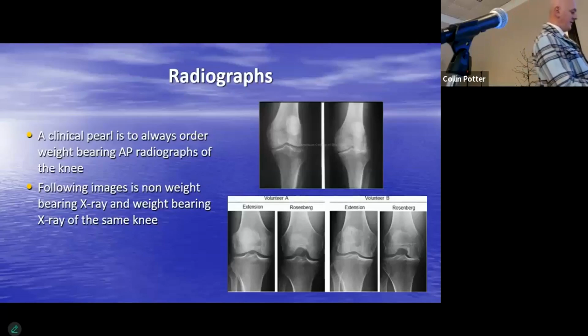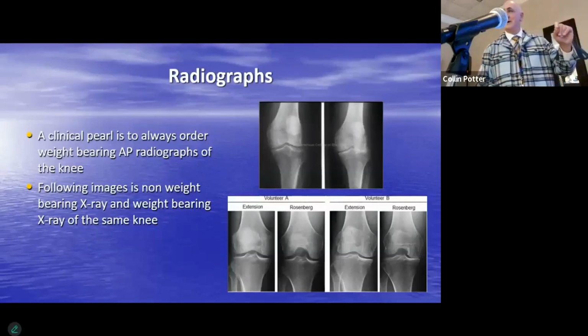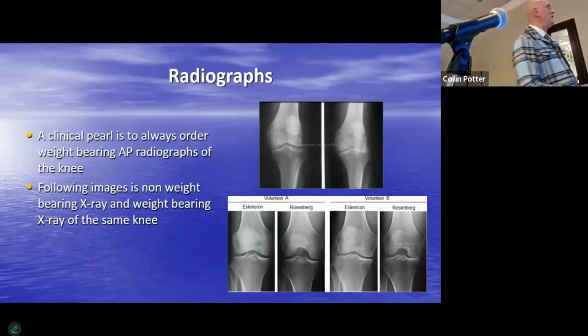Here's a Rosenberg series right here. Essentially you can see volunteer A, extension, Rosenberg, not much of a change immediately. Volunteer B, extension, then the Rosenberg, both weight bearing, both the same patient, and now you have sort of obliteration of that joint space. So sometimes that Rosenberg can make a huge difference. Now, if you have cartilage, it doesn't make any difference. But if you don't, it could make quite a bit of difference.